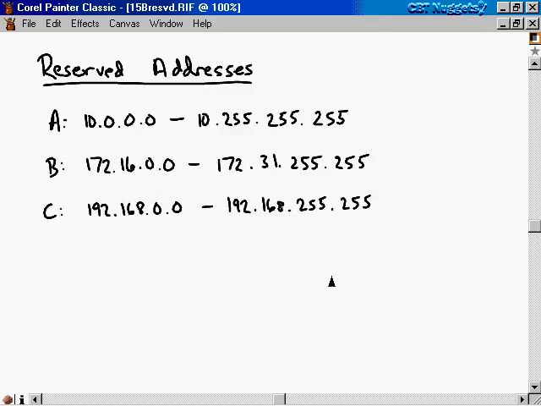Okay, so these addresses are reserved, and while you might see those addresses, they're not really internet-wide addresses. Routers out there on the internet won't map to these addresses. They're reserved for local purposes.